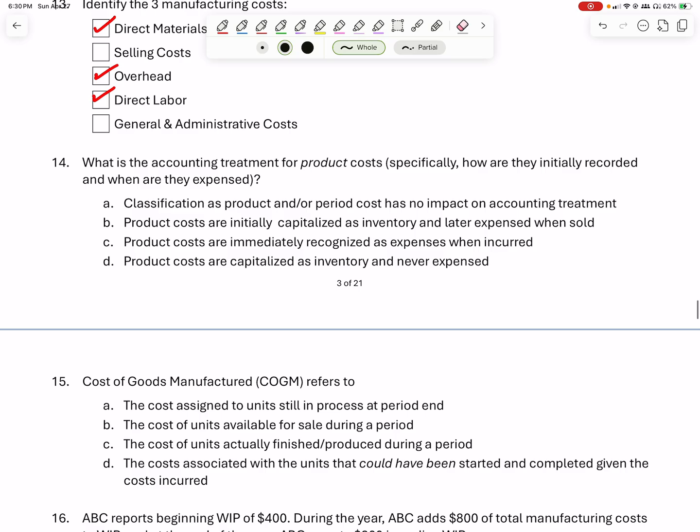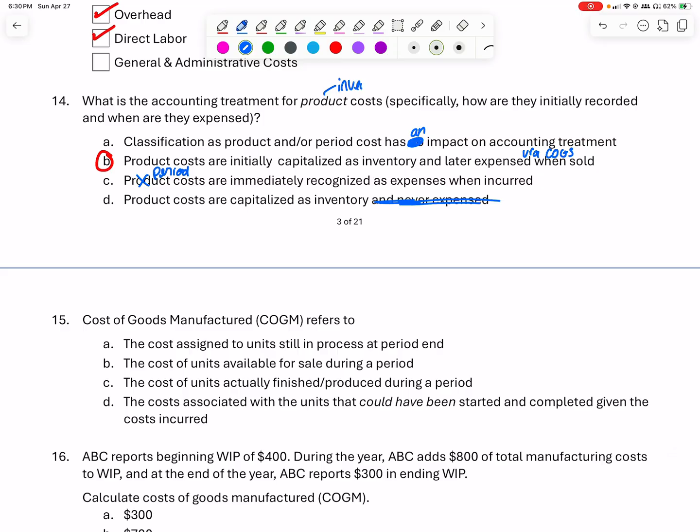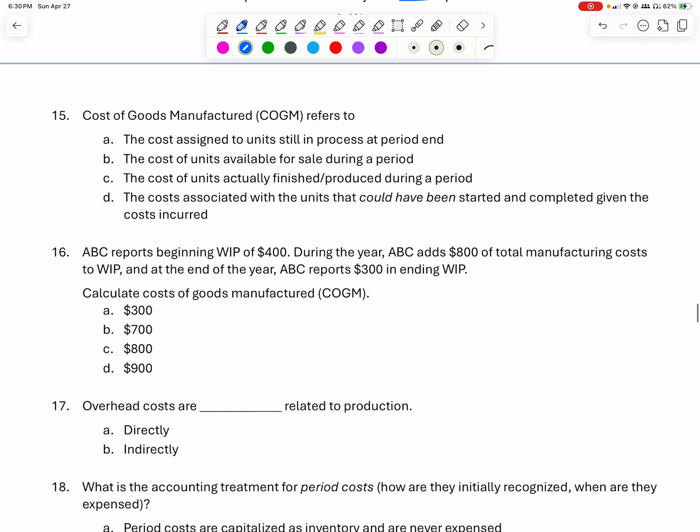What is the accounting treatment for product cost? So product costs are initially capitalized as inventory, and I would later expense them when sold. Specifically, I expense via cost of goods sold. This would not be product costs. Period costs are what are expensed immediately when incurred, and product and period has every impact on accounting treatment, and they are expensed when they're sold, so that could not be right. Remember that by product, we quite literally mean my inventory. My product is my inventory.